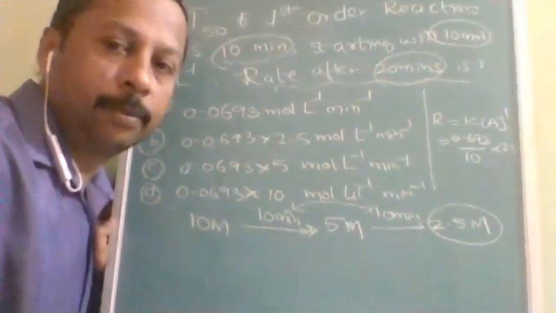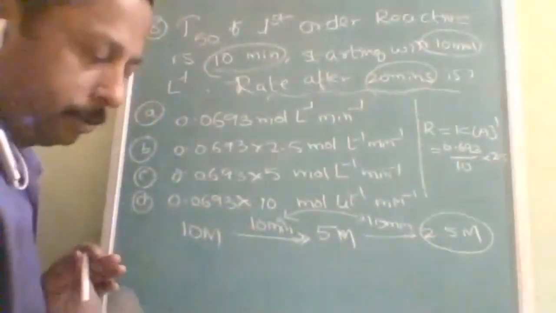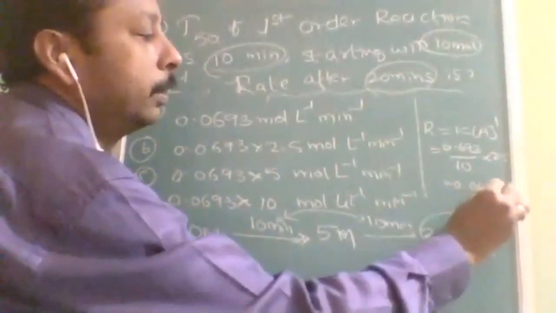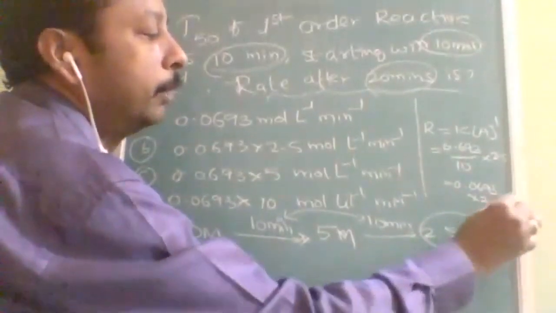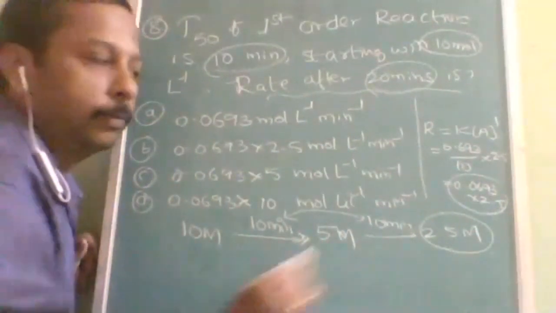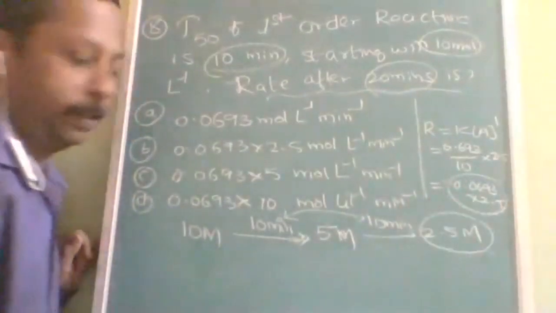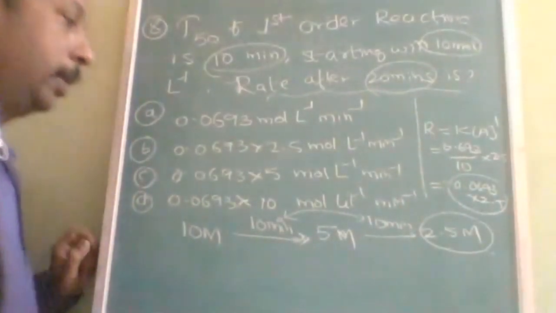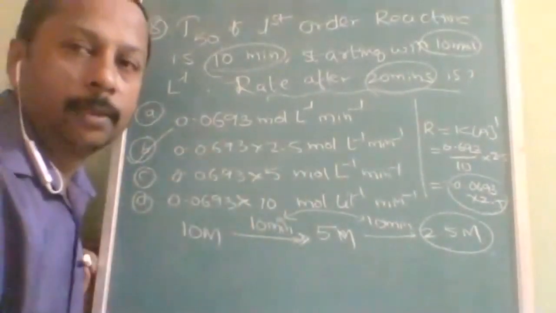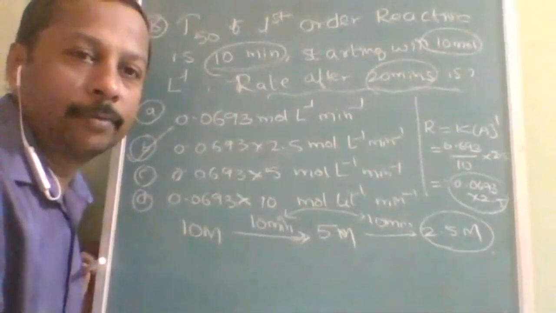Is it visible to you all? So K is 0.0693, into 2.5. According to the options you have to solve; don't solve as it is. So 0.0693 into 2.5. Understood, students? Which option is correct? Option B is correct. Sometimes you should not blindly keep calculating. Ready for the next question?